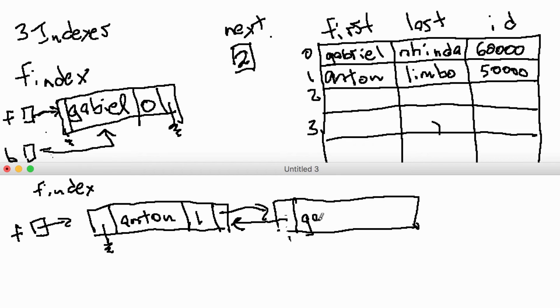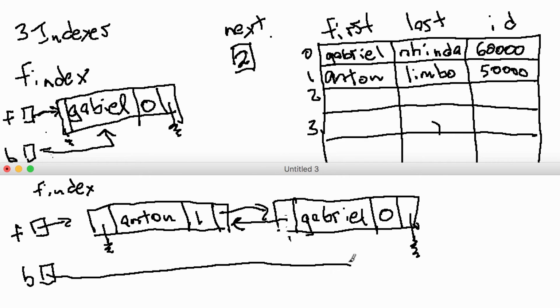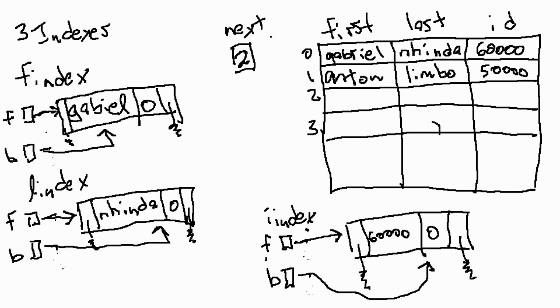Gabriel was at record number 0. This will point to null. And my back pointer here will point like that. So you can see that the F index has gone originally from this to this one over here.